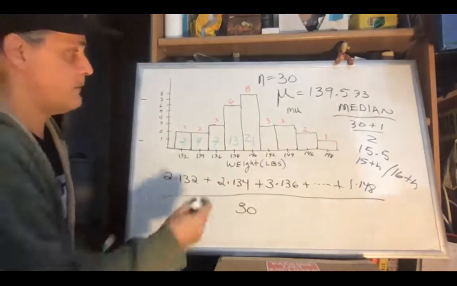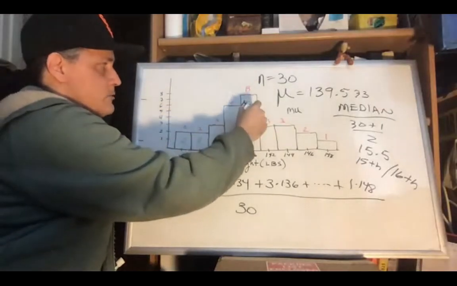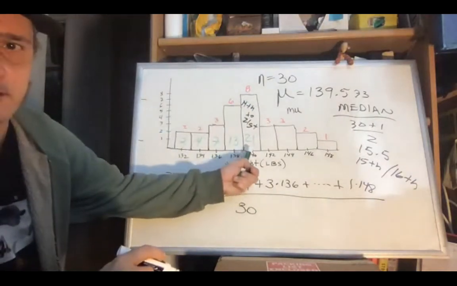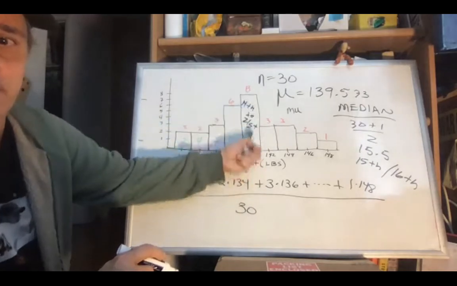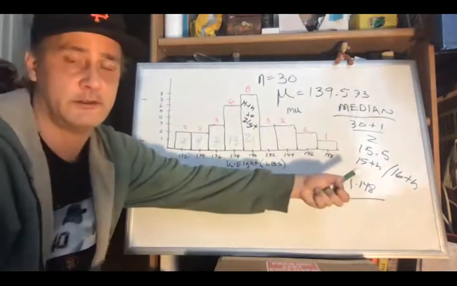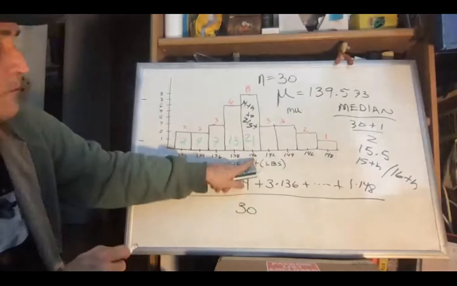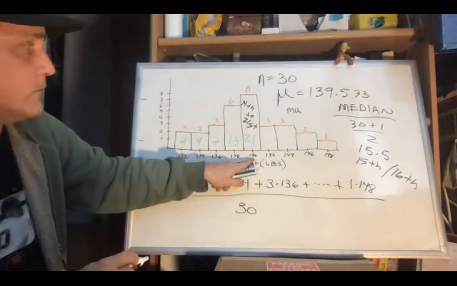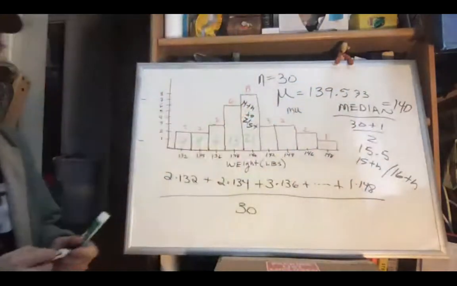So in this bar, we're going from the 14th to the 21st number. Right, because after the 13th number would be the next bar, the 14th number. So in this bar would be the median, because between 14 and 21 is 15 and 16. All right, so the median would be the midpoint of that bar. So the median equals 140.